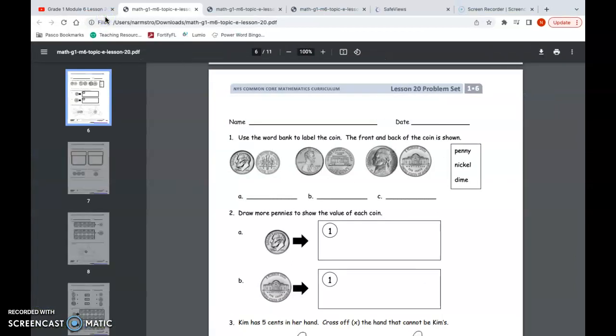Hi friends, this is your problem set for lesson 20. So you should have just watched the video. As you can see, we are going back to money. So this week we are bringing in the dime, the penny, and the nickel.